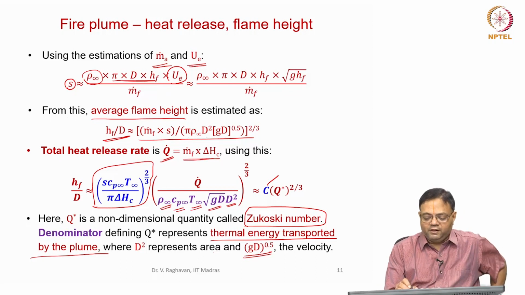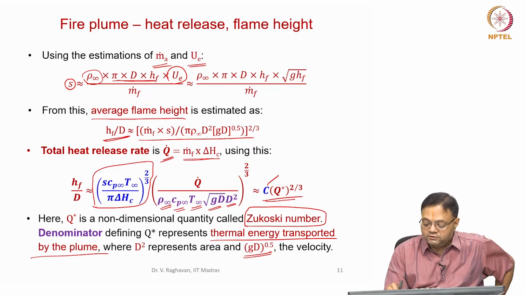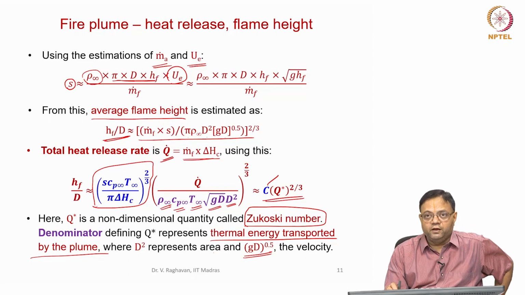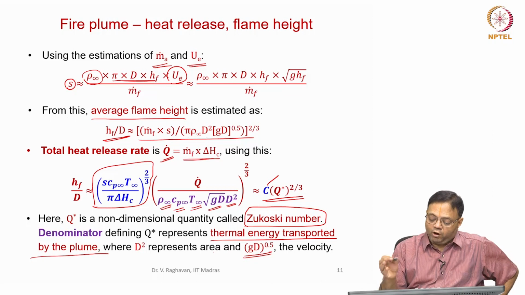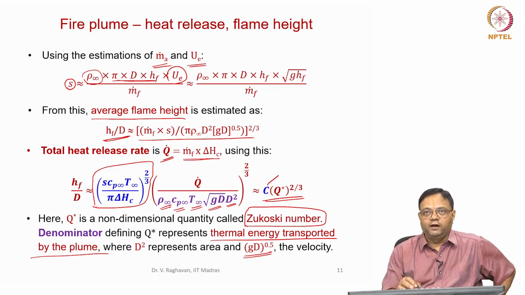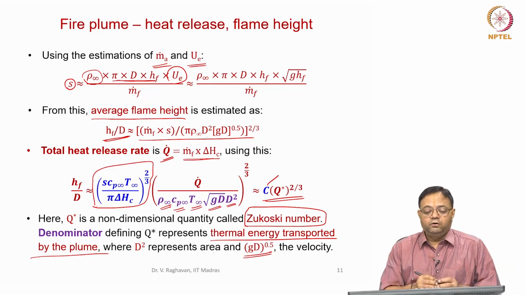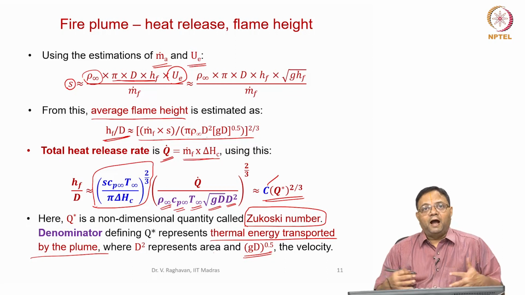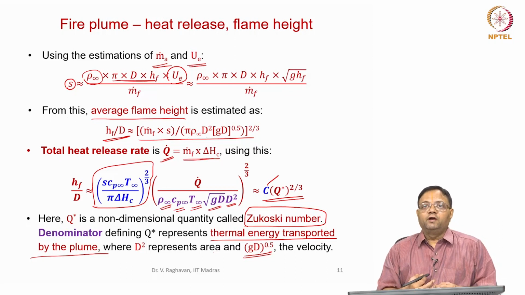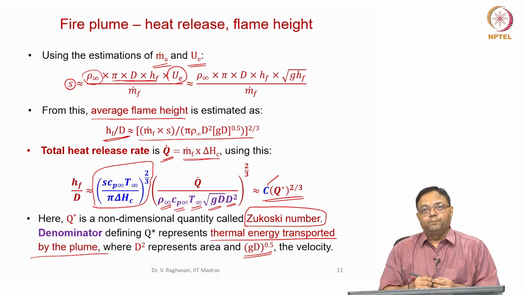But please see that even though we get a correlation like this, with the power equal to 2 by 3, normally people have correlated in a different manner also. We will also see about that later. So what we are seeing here is that for a given plume, the air entrainment at every location varies depending on the average plume velocity u, which is again dependent on the under root g z, where that particular location is z, and the temperature difference at that particular location.